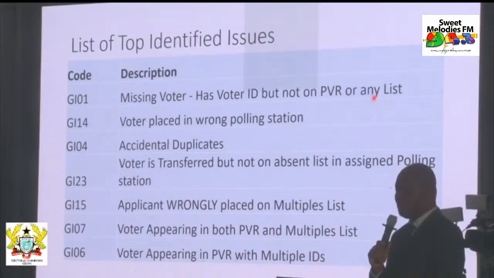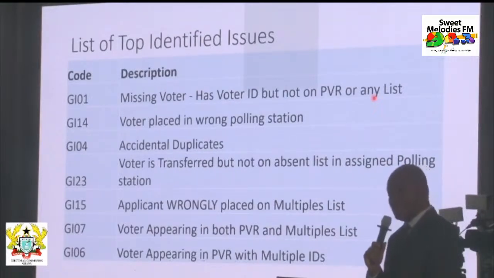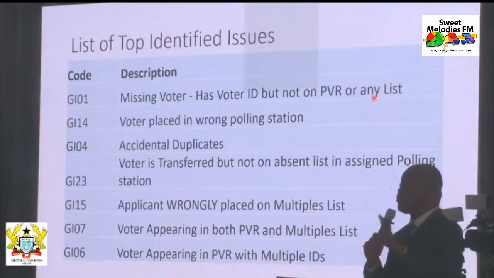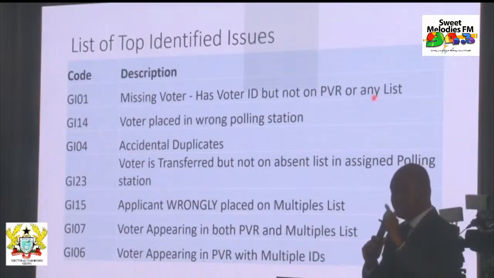We also had people who were wrongly placed on multiples list. And then we had issues of people who were appearing on both the provisional voter register and the multiples list. You can only be on one list at a particular point in time. You can't be on both. So when I say that, the three major lists that we have are the voters register, the exceptions list, and the multiples list. I can be on either one of them. You can't be on multiples of them.